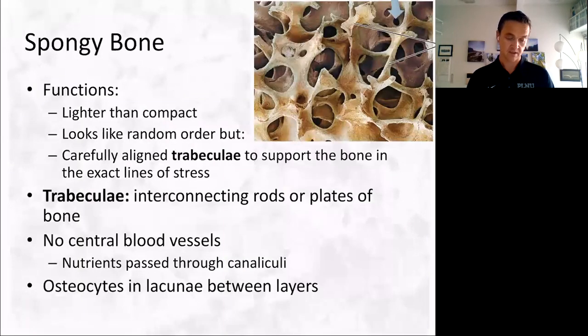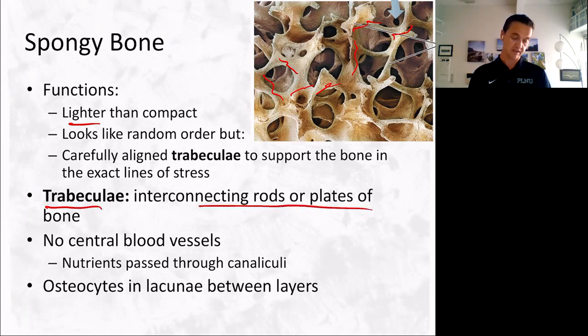Okay, and then spongy bone. Spongy bone is the stuff on the inside. Remember, it's much lighter. It looks like this is kind of just a random spiderweb order, but the amazing part about this bone is it's not random at all. And so what researchers know is that when they look at the structure of the stuff on the inside of spongy bone, which is called trabeculae. Trabeculae are these interconnecting rods or plates of bone.